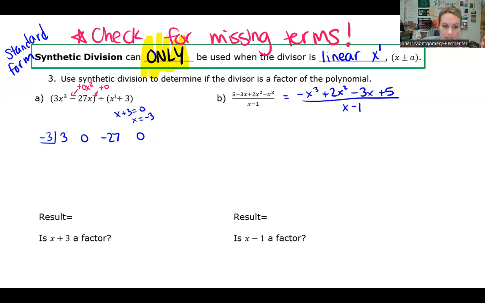I'm going to set it up like this. I'm going to leave myself a little bit of space because I'm going to put stuff in the middle as I write it down. Now, here's the part that I really want you to just watch. My first step every time is to drop it like it's hot. I got to drop that first term.